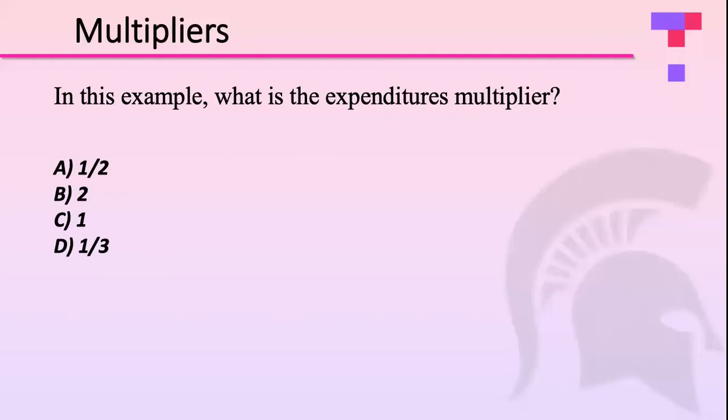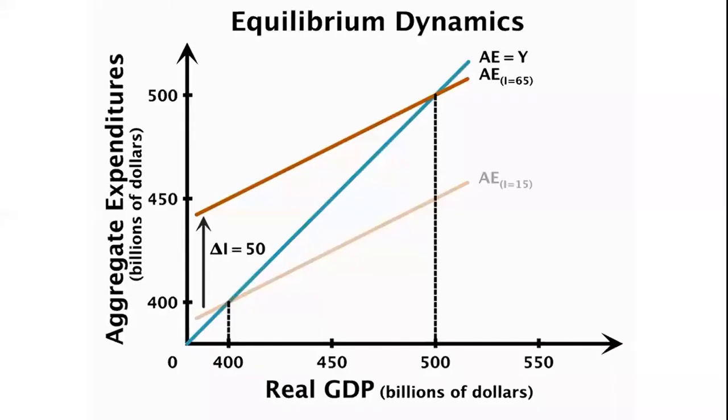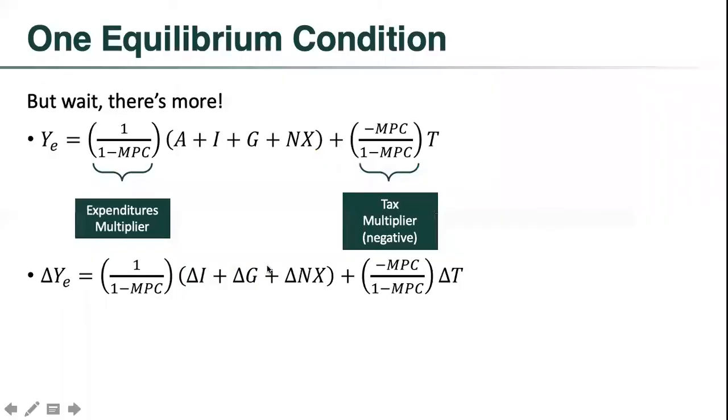So basically, in this example that we were just talking about, here's the picture for you. What is the expenditures multiplier? The answer to this is 2. And the reason is, I'm going to scroll back to this equation. In this example, the delta YE is 100, the delta I is 50, and all the other delta terms are 0. So this is 0, 0, 0. This completely drops out. Anytime you multiply something by 0, it's 0. And basically what I have is 100 equals expenditures multiplier times 50. So 50 times what is 100? 2. So that's how we got there.